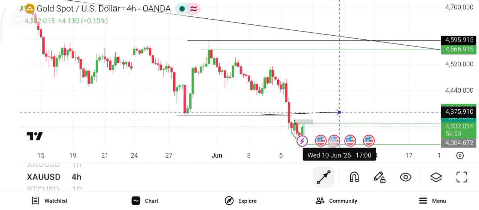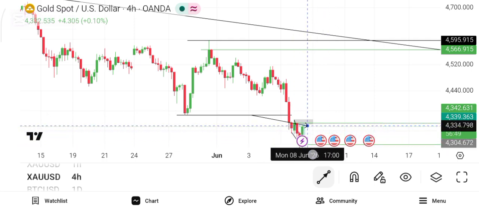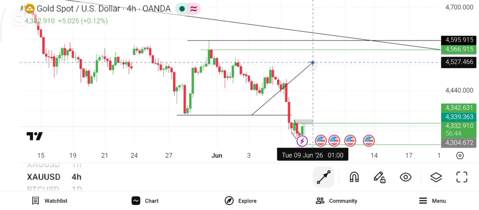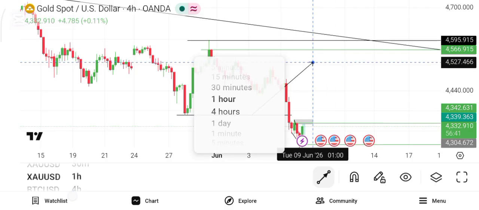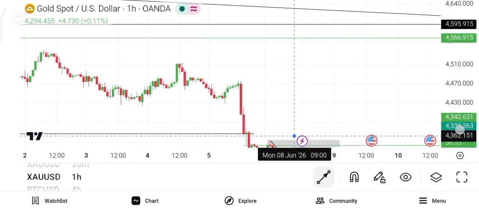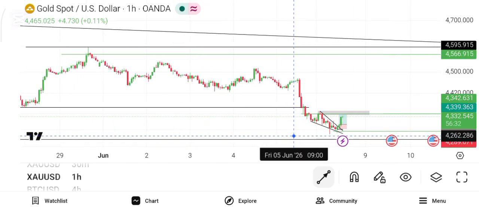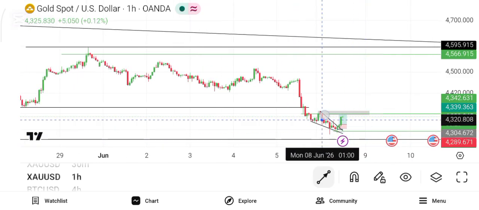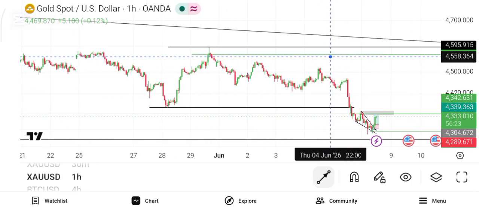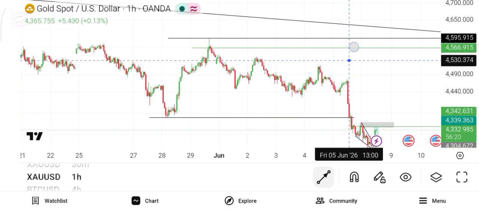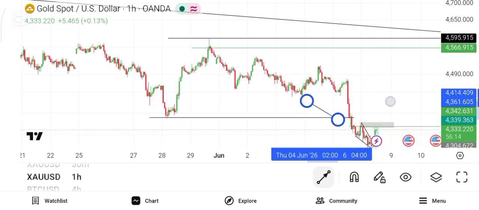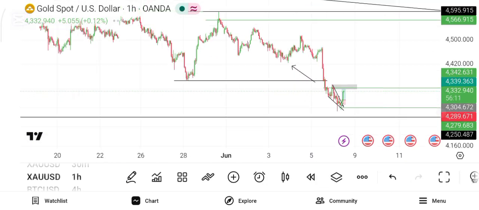For now I am still looking for a buy, just like the buy positions I executed here. I'm still looking for more buys to come up to this place before we continue selling. So this is the level we are looking up to see if we can be able to sell at this point. But for now, let's focus on what the market is telling us.